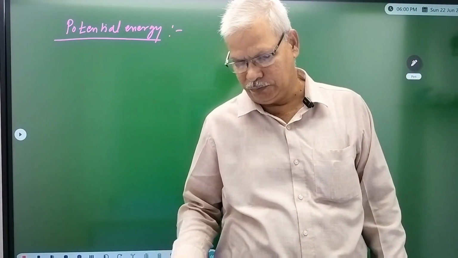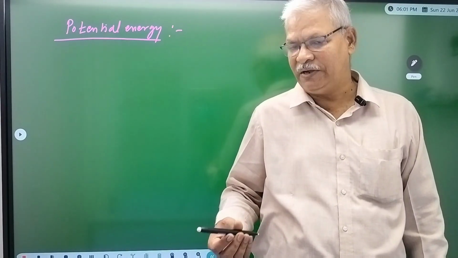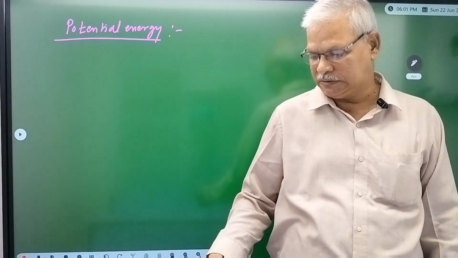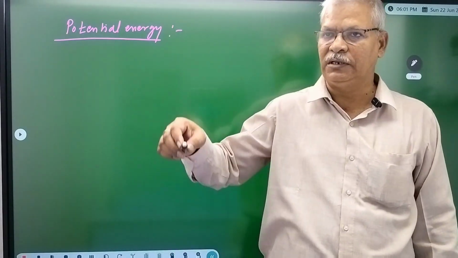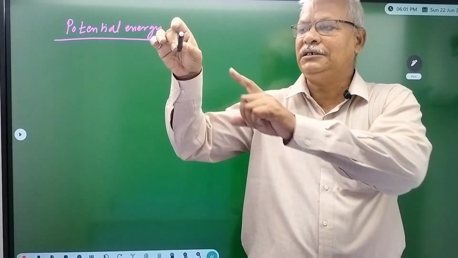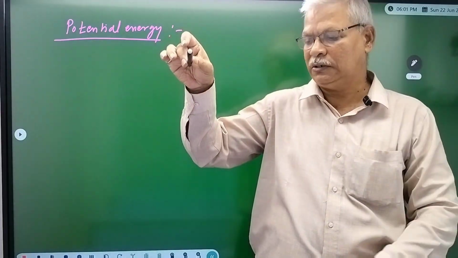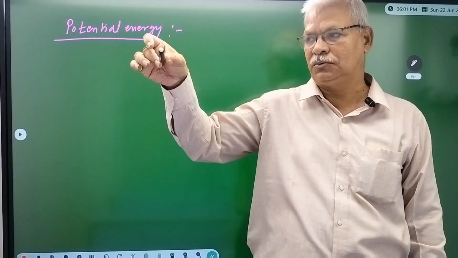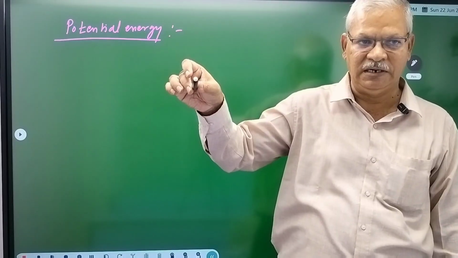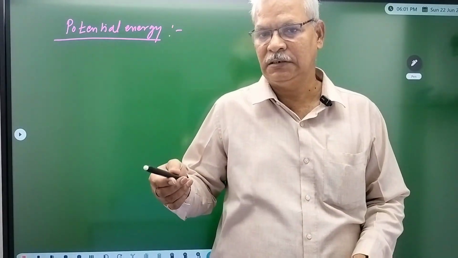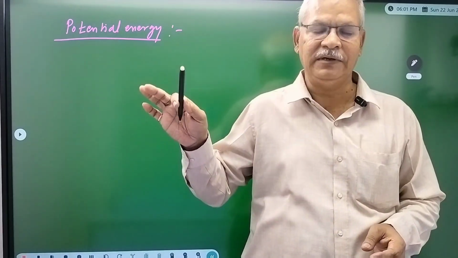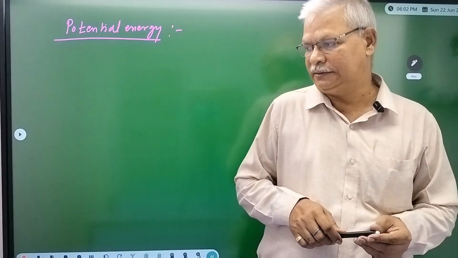Similarly, if we lift or carry an object on the surface of the earth and bring it upward, the energy is stored in it because we bring it from the ground to a certain height. And as soon as we release it, it will move downward because it has the potential energy.